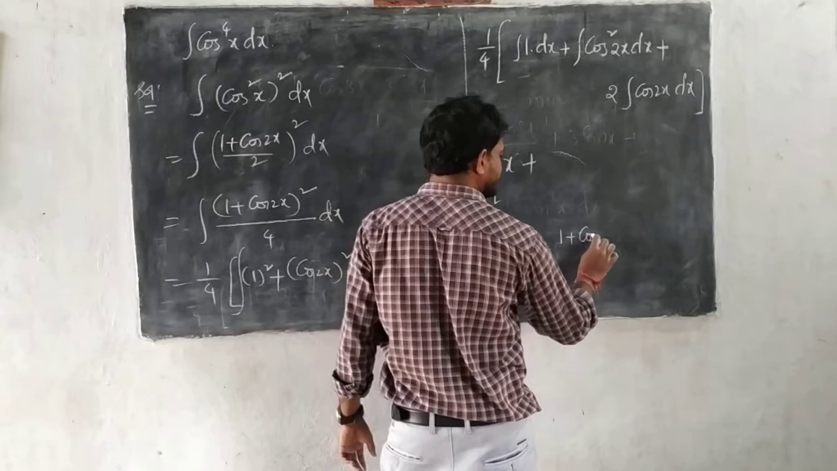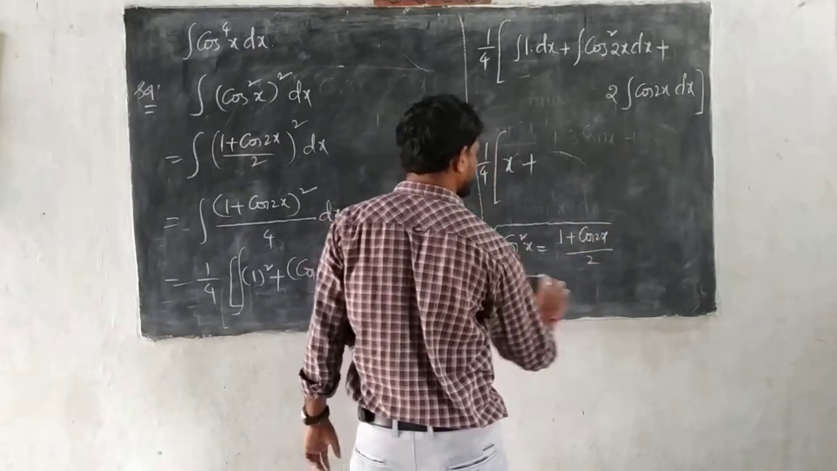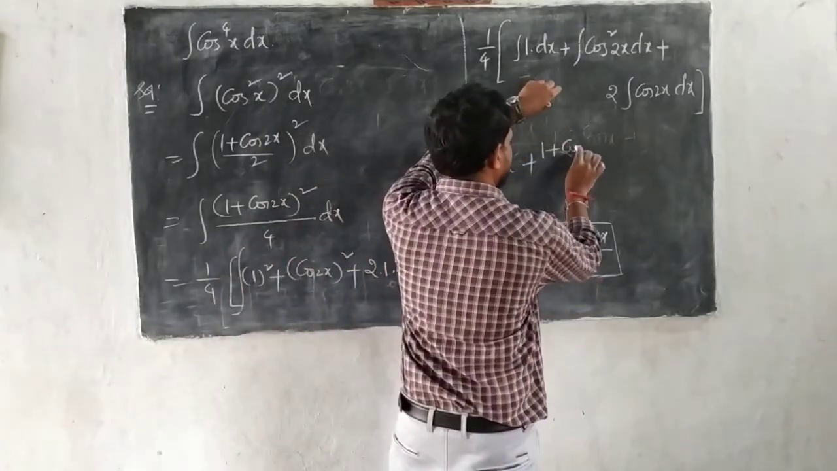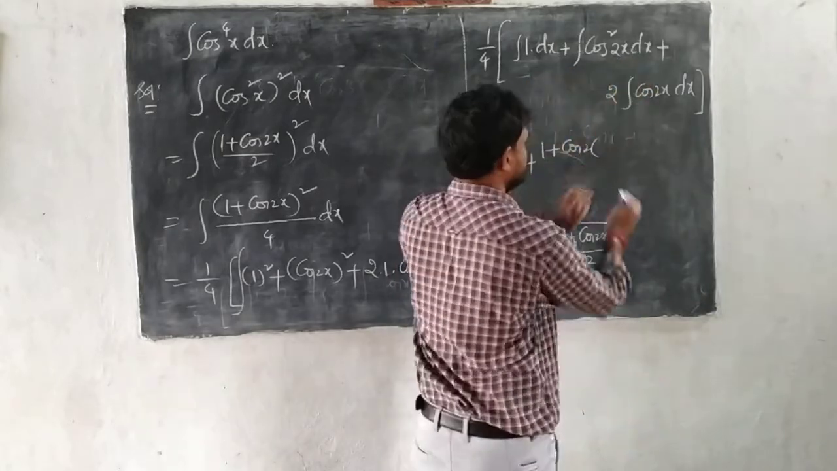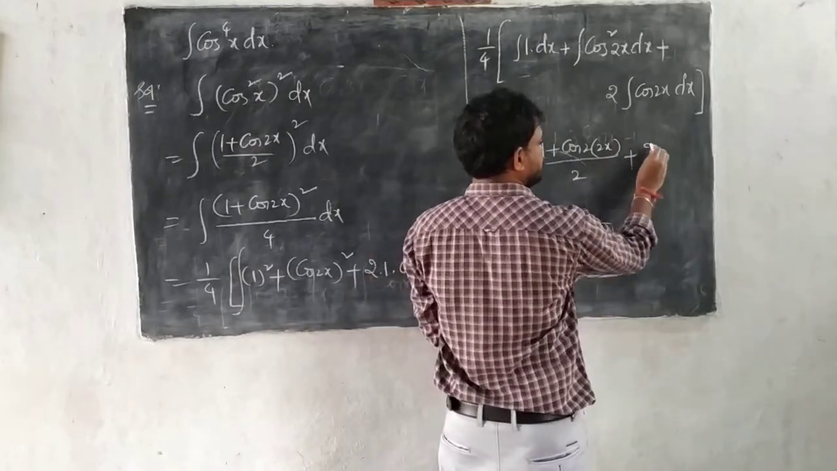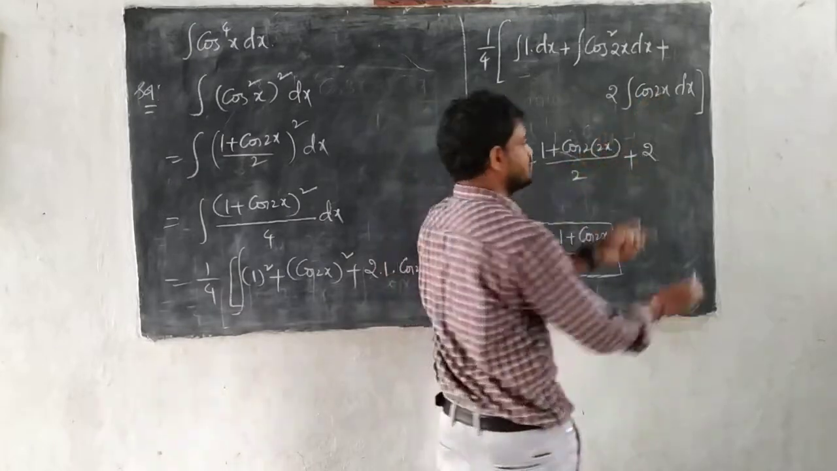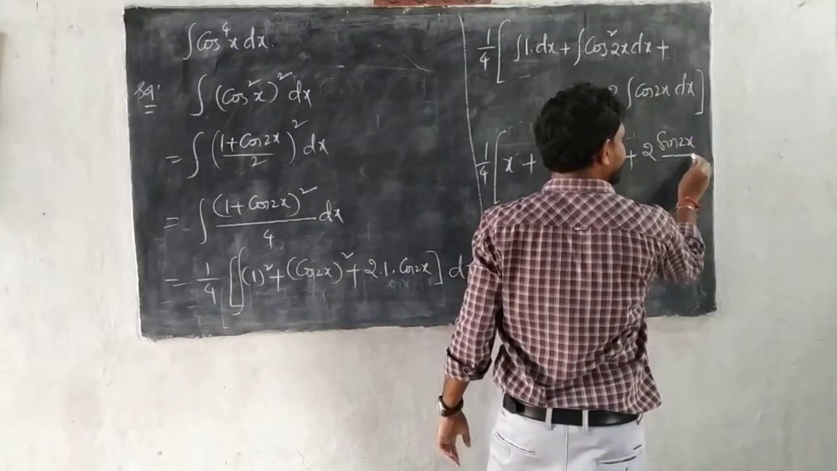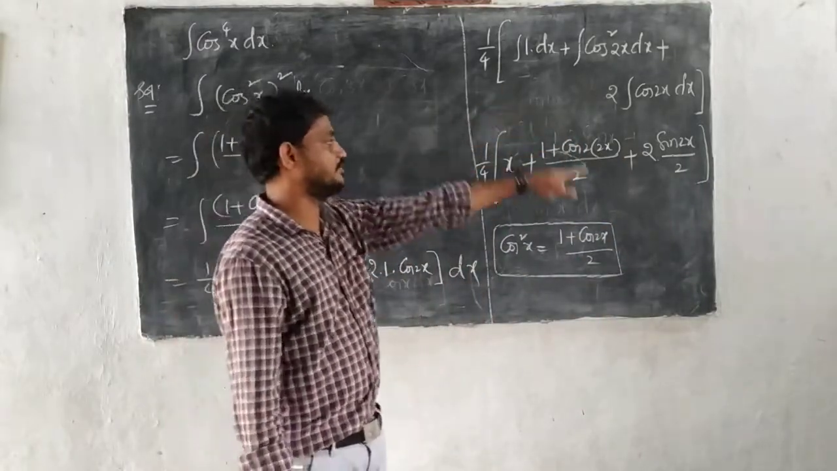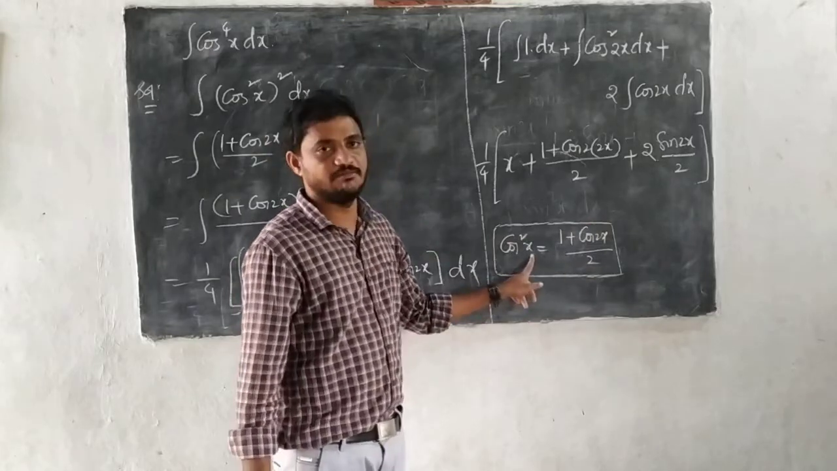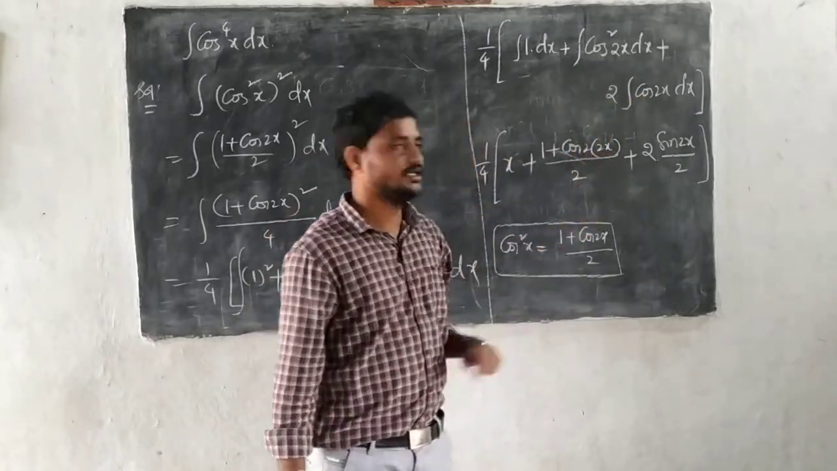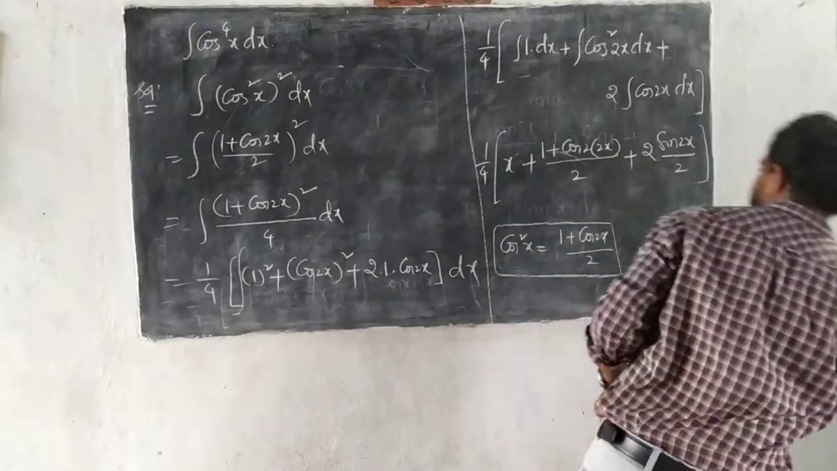That is 1 plus cos 2x by 2. Use this formula: 1 plus cos 2 into x. In place of x we have 2x, so 2 into 2x by 2. Plus the last term, 2 into integral cos 2x. Integral cos 2x is sin 2x by the x coefficient, 2, by 2. So that is the integration of those three functions. Here we are using the cos square x formula, and in place of x we have 2x. Then simplify it.